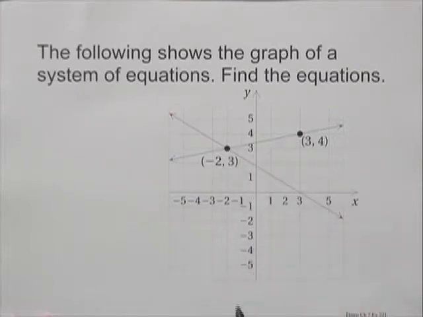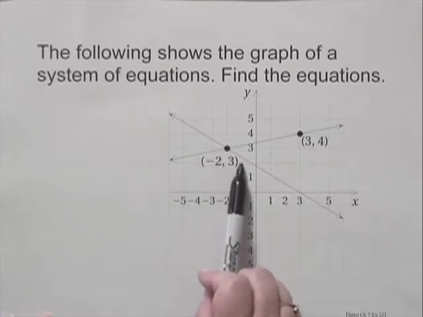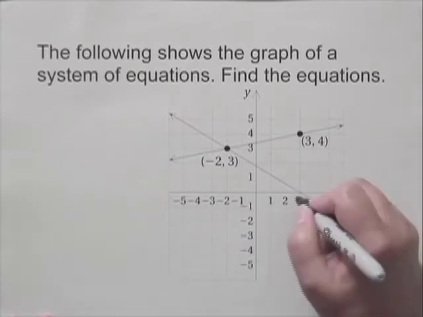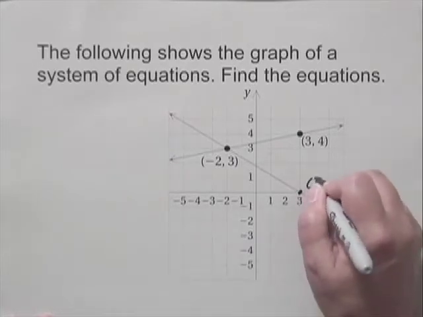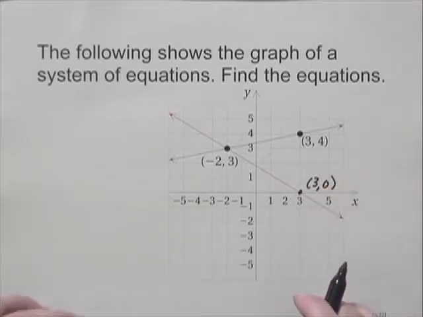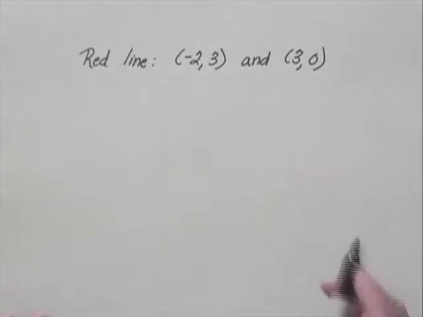The red line only has 1 point indicated, but let's follow this down and we can see that it goes through the x-axis right at 3, so the point 3, 0 will also be on the red line. And that information will be enough for us to be able to find the equation of that line. Let's start with the red line, and we will first of all find its slope.